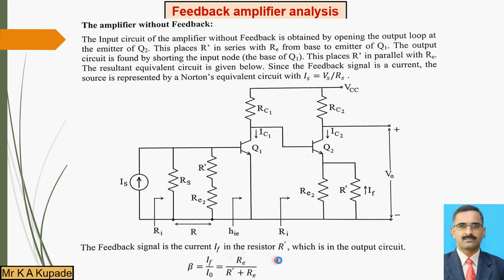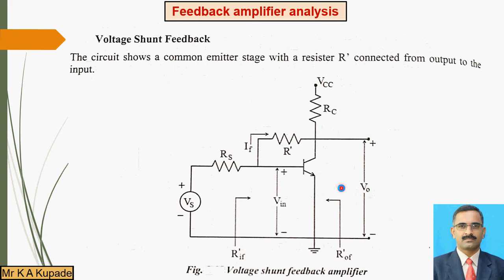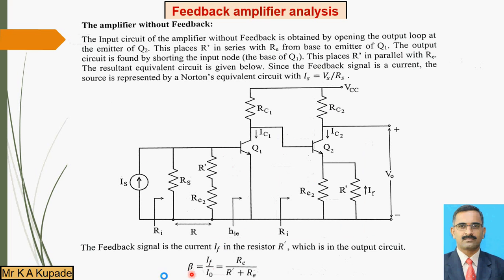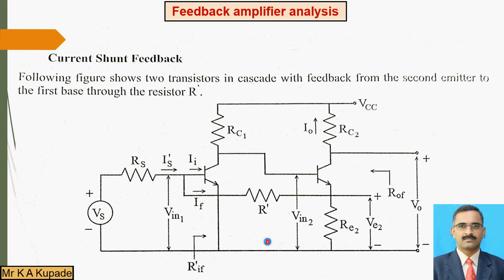If the resistance R dash is in the output circuitry, V naught, then the beta value is equal to IF upon I naught, that is equal to RE upon R dash plus RE, because of the parallel connection. Now here is the voltage and feedback. The circuit shows a common emitter. So these are the relations for current shunt feedback.